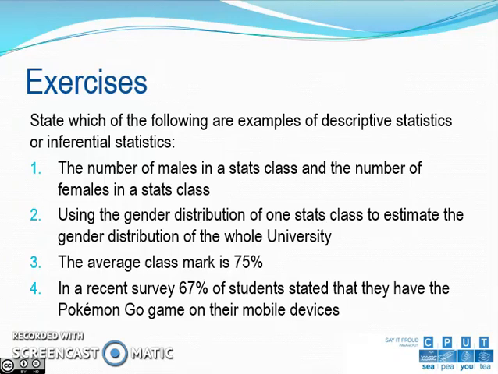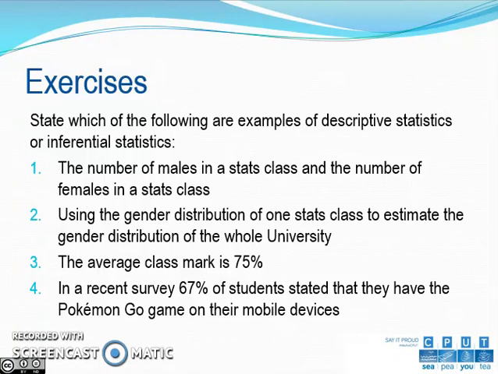And we go on to number 2, that is using the gender distribution of one stats class. Okay, so we've done the gender distribution in exercise 1, and we use that to estimate the gender distribution of the whole university. Now, would that be descriptive or inferential? I think that would be inferential. Of course, yes, it'll be inferential because we're using information from a smaller group, which we believe is representative, to make an inference about a larger group, which is the whole university.